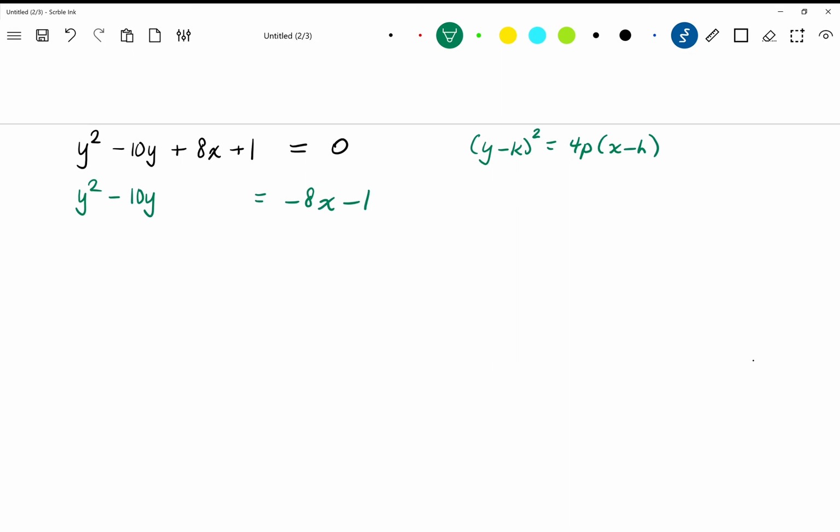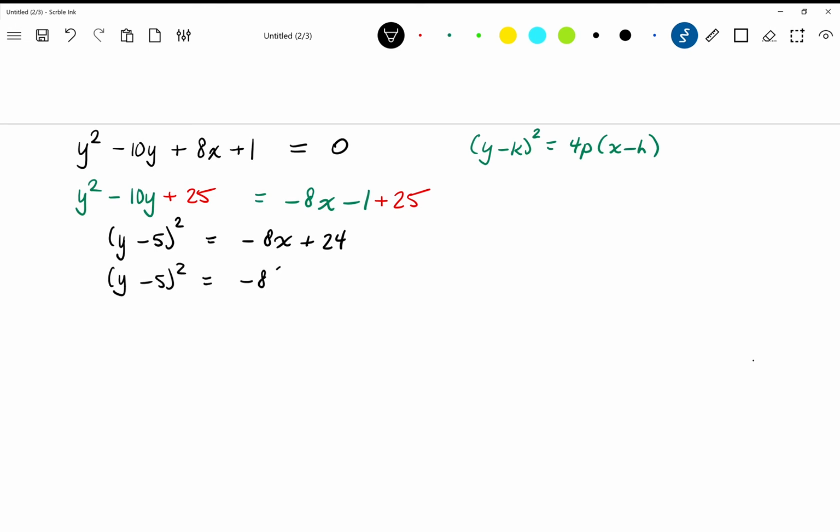Then what I have to do is figure out what I need to add to both sides to make this a perfect square on the left. I notice that half of 10 is 5, and 5 squared is 25, so I'm going to add 25 to both sides. That guarantees me a perfect square. So I'm going to rewrite the left-hand side as a perfect square: y minus 5, the quantity squared. And on the right, I have negative 8x plus 24, which I'm now further going to write, factoring out the negative 8, as negative 8 times x minus 3.